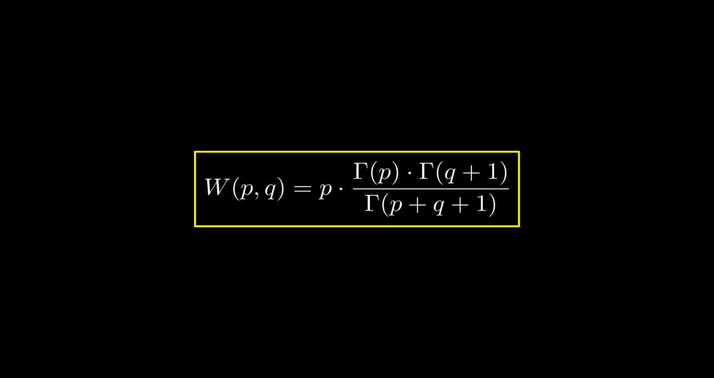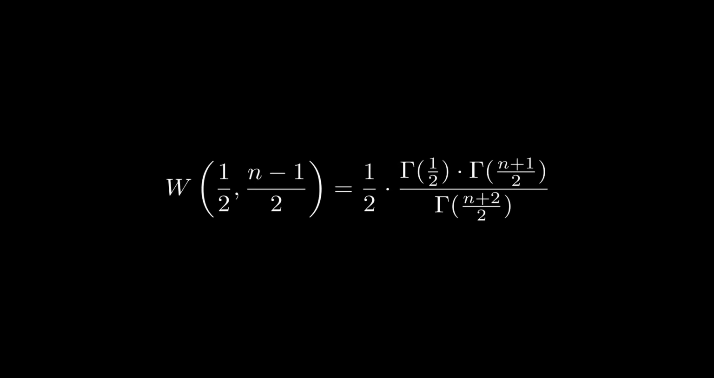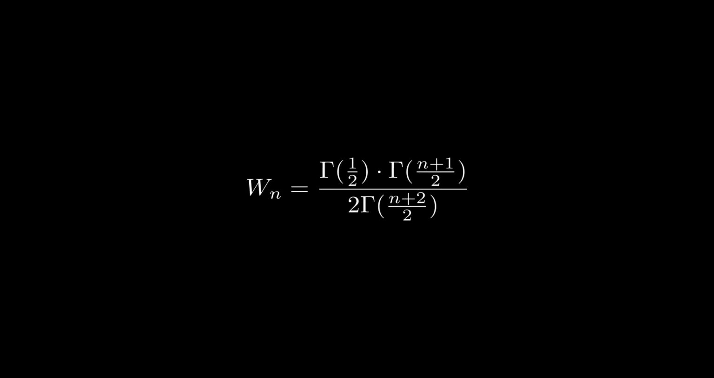But our work here is not yet finished. We still have to express W of n as a product of gamma functions. Now, if you remember well, W of n corresponds to the original Wallis integrals for p equals 1/2 and q equals n minus 1 divided by 2. Going back to our current equation, we can thus write that the Wallis integrals are equal to gamma of 1/2 times gamma of (n plus 1)/2 divided by 2 gamma of n/2 plus 1.